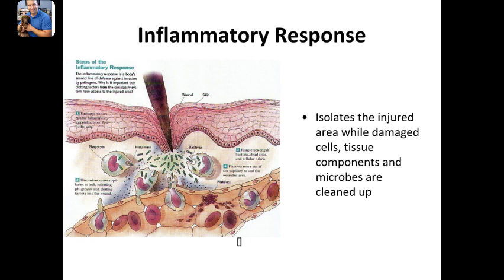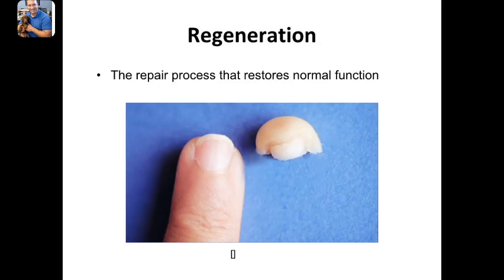Here's a picture of somebody who cut their fingertip off, and it looks like it's regenerated pretty well. So regeneration is a repair process that restores function as normal as it possibly can be expected given a particular injury.